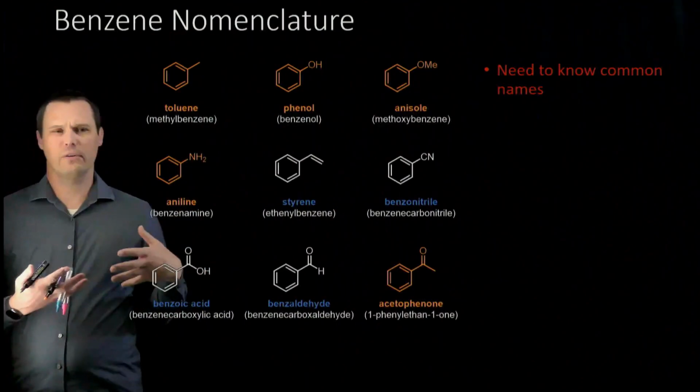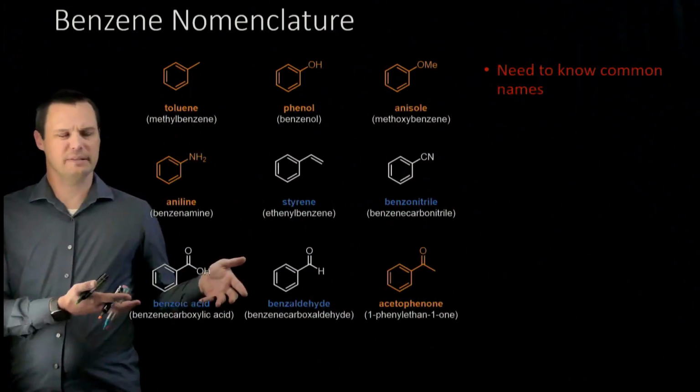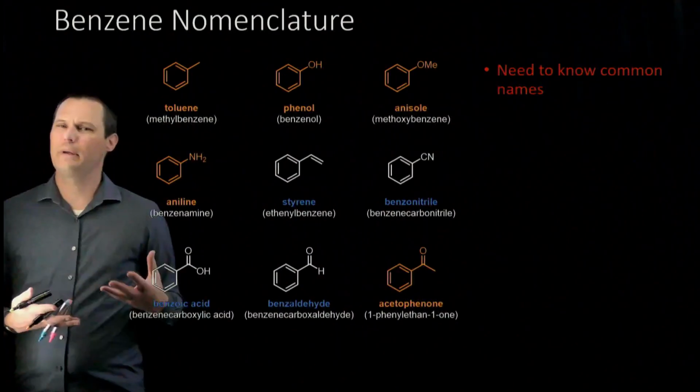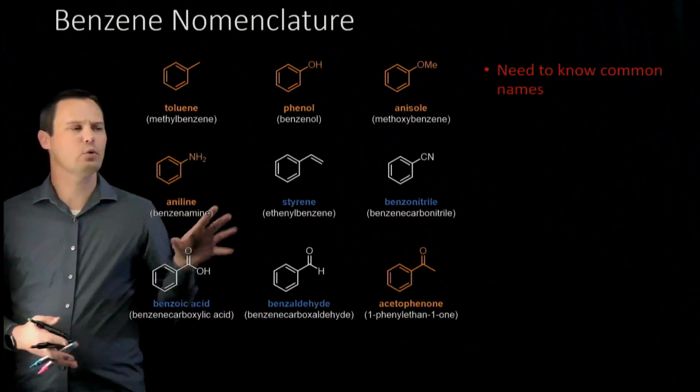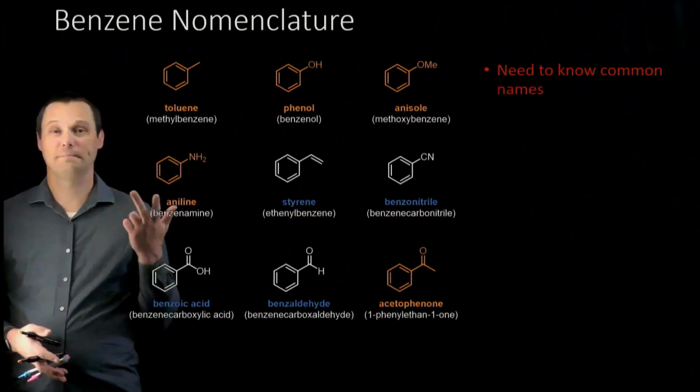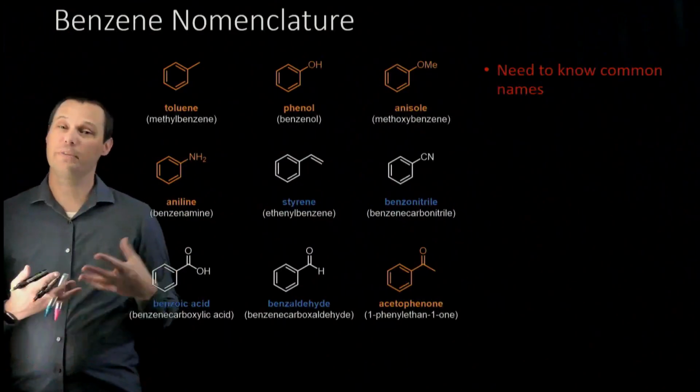The ones in blue, either I think the name is kind of obvious, benzoic acid, benzaldehyde, or they're less common and you may not even encounter them in your course. But the ones in orange you need to know. Toluene, phenol, anisole, aniline, acetophenone. These are names that you need to know.